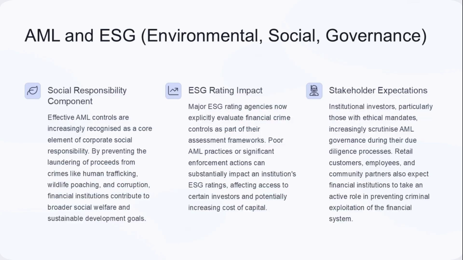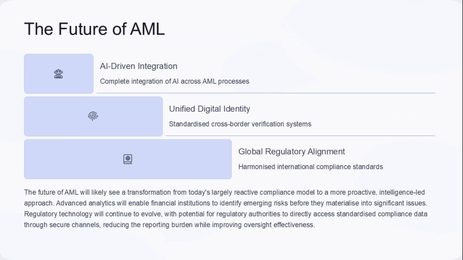AML controls are integral to ESG initiatives, contributing to social responsibility by preventing financial crimes and supporting sustainable development. Effective AML practices can impact ESG ratings and stakeholder expectations, influencing investment decisions and corporate governance. The future of AML lies in AI-driven integration, unified digital identity, and global regulatory alignment. These advancements will transform compliance from reactive to proactive, enabling institutions to identify and address risks before they escalate.